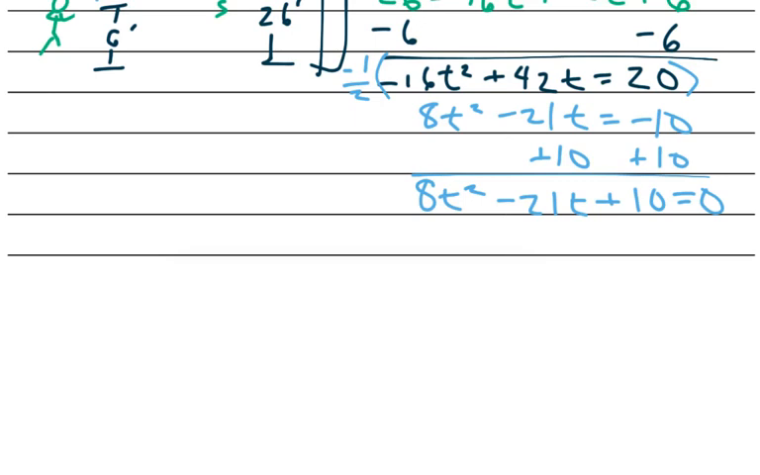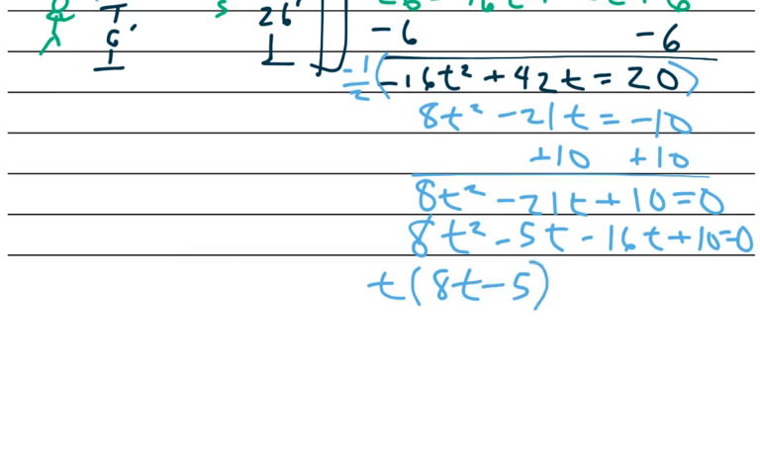I'm looking for the factors of 80 that add up to 21. So if I'm trying to get 80, I could do 10 times 8. That's no good. 1 times 80, 2 times 40, 3, no, 3 doesn't work. 4 and 20? Nope. So how about instead 5 and 16? So I rewrote that as 8t squared minus 5t minus 16t plus 10 is 0. Factor a t out from the left, I get 8t minus 5.